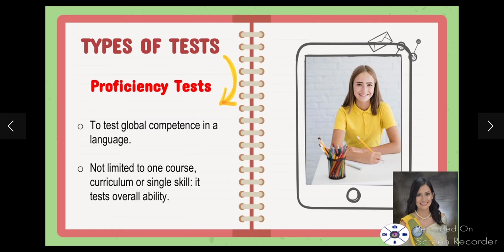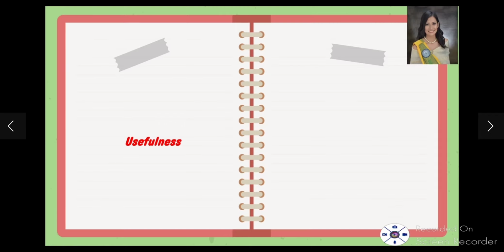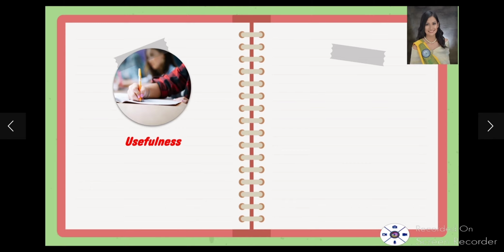So after this lesson, we are going to have the principles of testing. The first one is usefulness. From the word usefulness, this is something about how we plan our testing material.